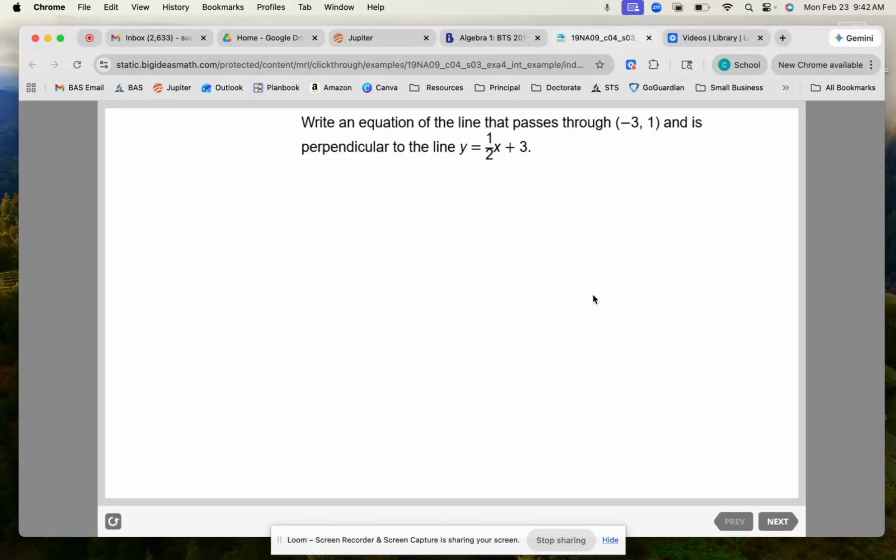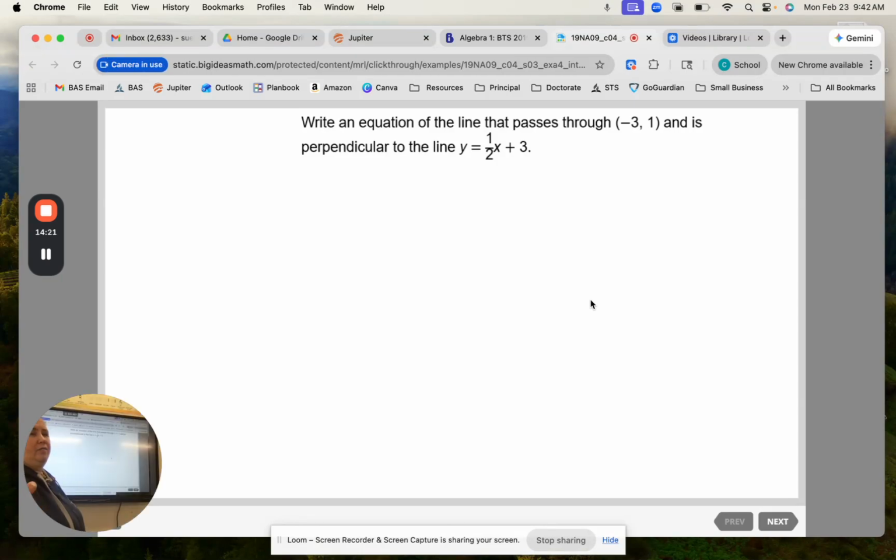All right, example 4. Write an equation that passes through the point negative 3, 1. So we have a new point. And is perpendicular to the line y equals 1/2 x plus 3. What do I need from that equation of a line? Just the 1/2. Now I'm doing perpendicular, so what's my new slope? Flip it and change the sign. So it'd be a negative 2x.